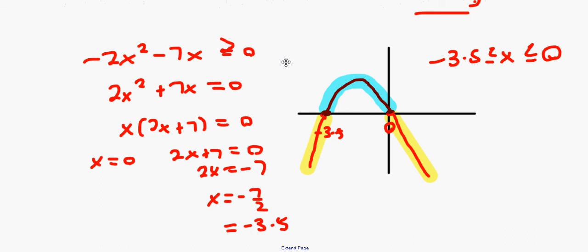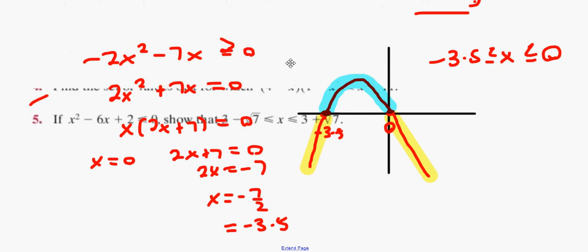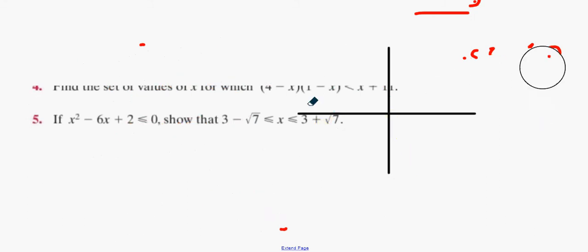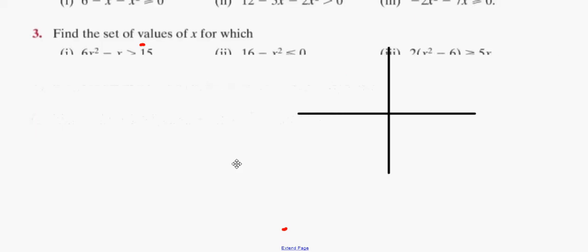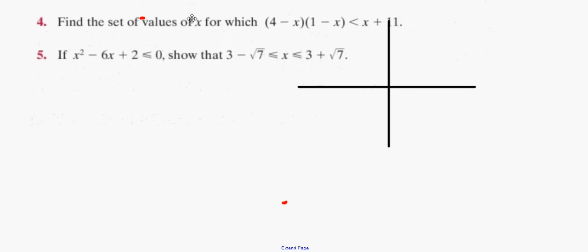So where is question 6? Oh, it's on the next page, is it? Oh, sorry, question 4. Alright, we'll do question 4 now. Keep those crosshairs, so to speak. There we go.